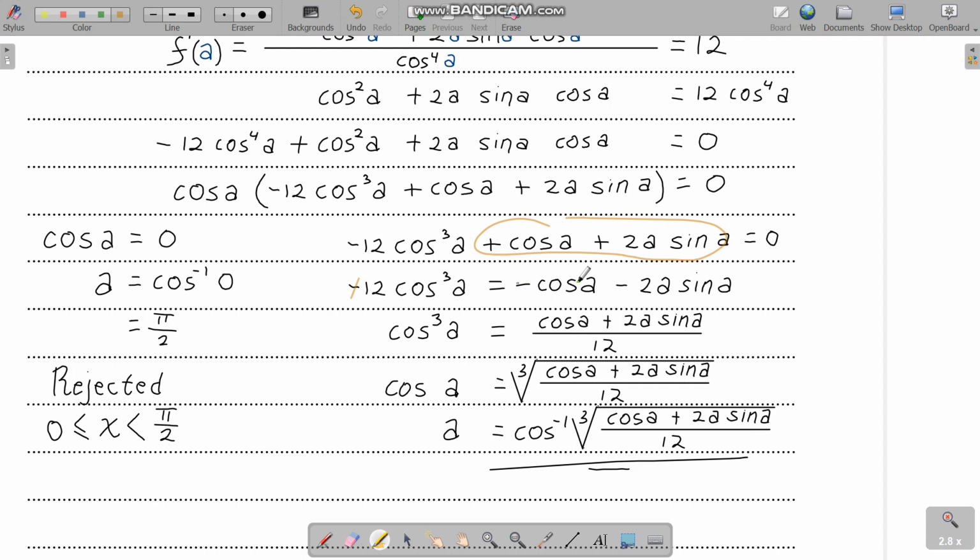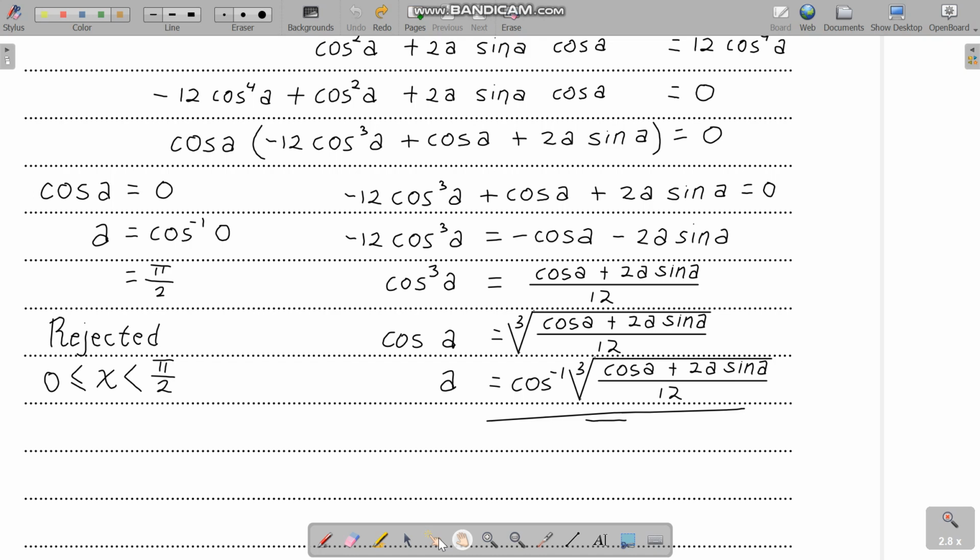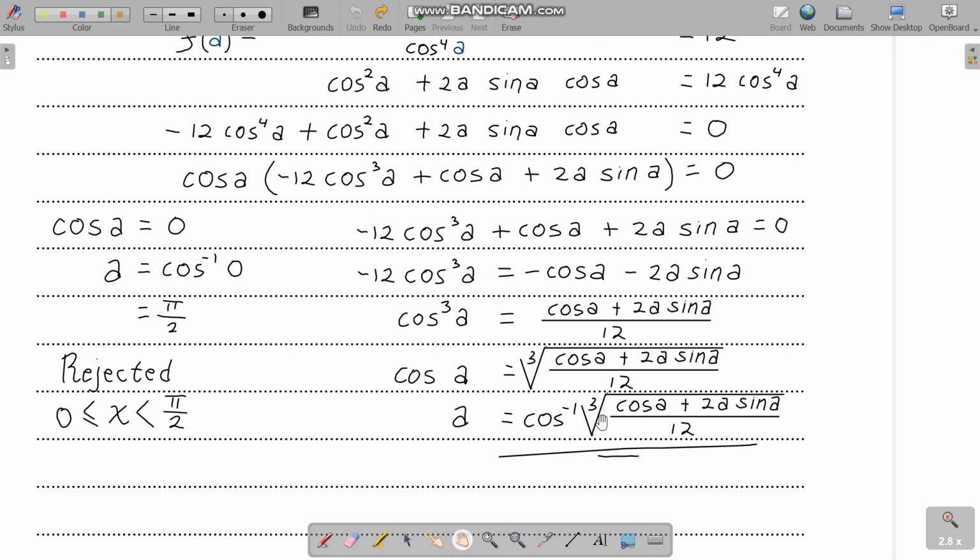So the minuses cancel out, and then we divide by 12. Take the cube root, and inverse cos, and we get what we need to prove.